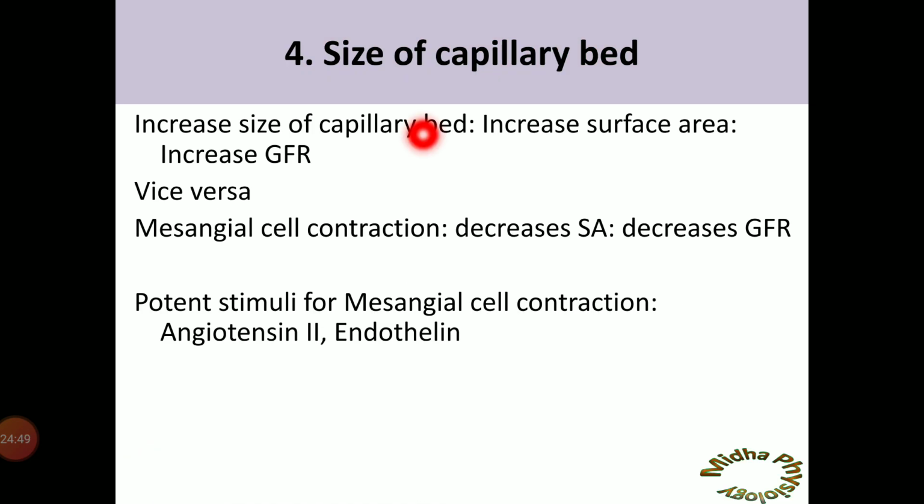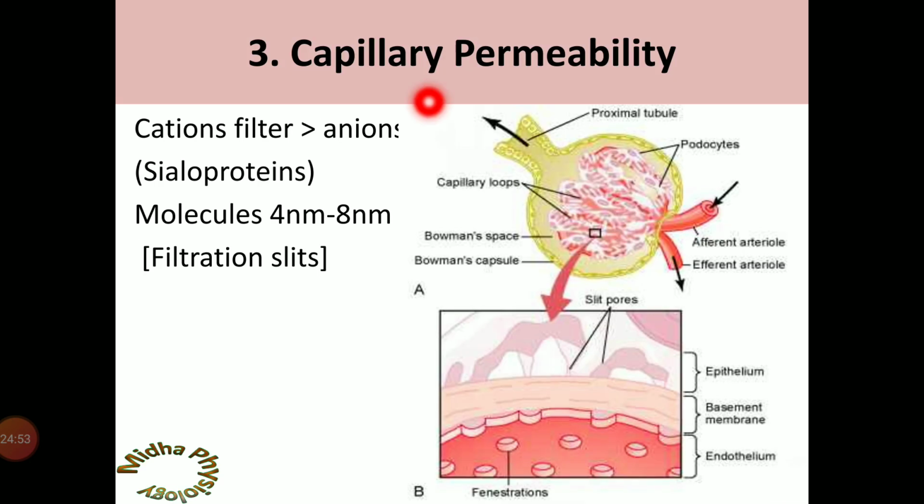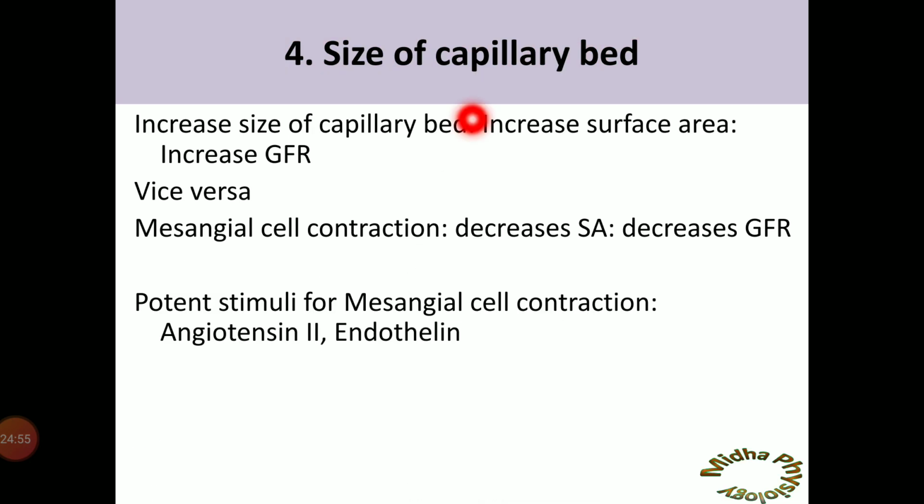Now the other factor is the size of the capillary bed. Here you can recall that the capillary permeability and the size of the capillary bed, or the surface area of the capillary bed, were determining the filtration coefficient of the glomerular membrane. So if the size of the capillary bed increases, then there will be an increased surface area for the filtration, so the filtration rate will be increased. And you can see the opposite, vice versa also.